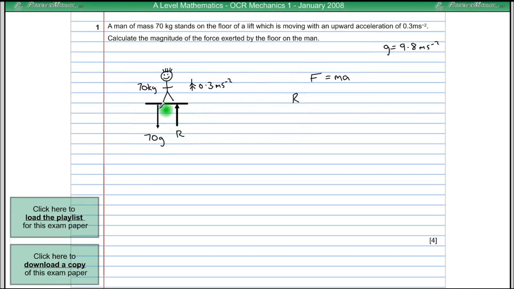In the negative direction, we've got a force of 70g. So we're going to put minus 70g because that's in the negative direction. And that's going to equal mass times acceleration, which is just 70 multiplied by 0.3.